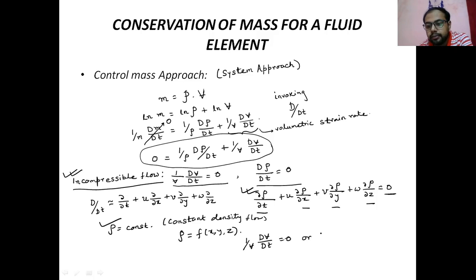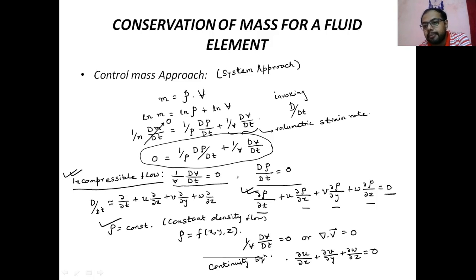Or divergence of V is equal to 0 is the continuity equation, because it is already 0, you can write it down. So normally we are writing this equation: del u by del x plus del v by del y plus del w by del z is equal to 0. That is the continuity equation for incompressible flow.